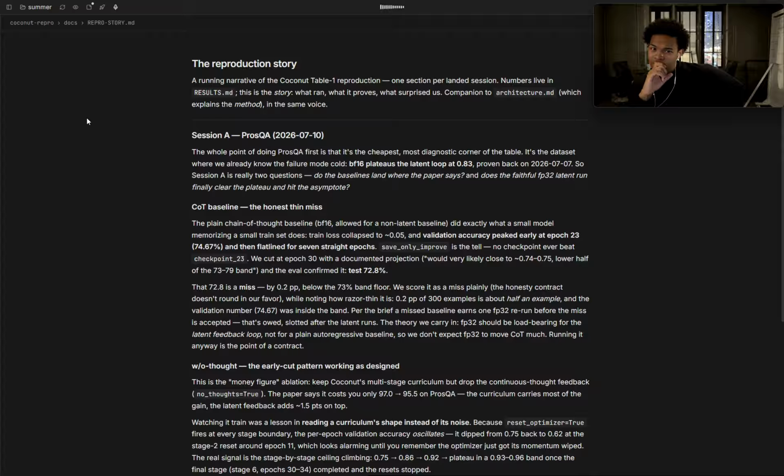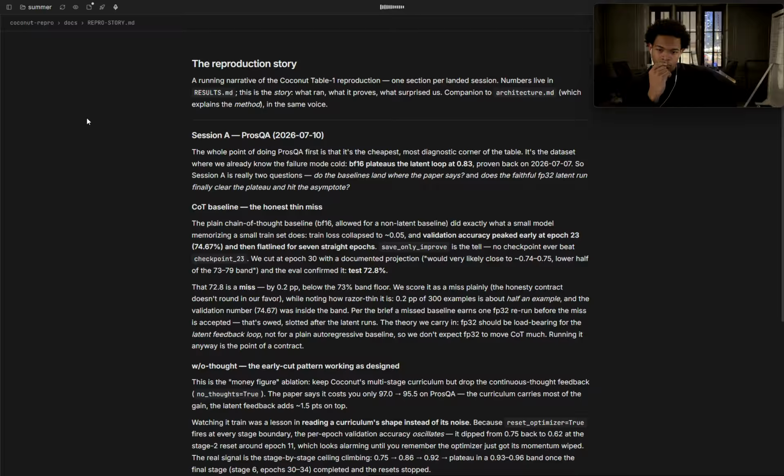Moving to the beginning of the document, Session A Prosco, July 10th, 2026. The whole point of doing Pros QA first is that it is the cheapest, most diagnostic corner of the table. It is the data set where we already know the failure mode cold. B float 16 plateaus the latent loop at 0.83, proven back on July 7th, 2026. So Session A is really two questions. Do the baselines land where the paper says, and does the faithful float 32 latent run finally clear the plateau and hit the asymptote?